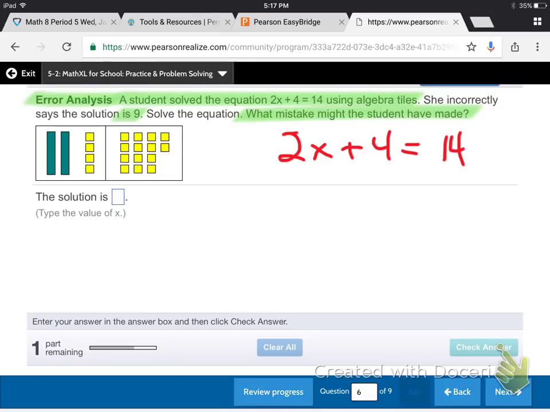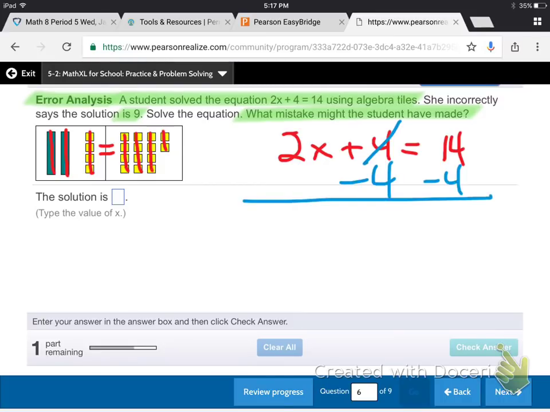First of all, let's just double check. Here's 1x, 2x, and then plus 4, and then 4, 8, 12, 14. So it looks like the equation is written down correctly with the tiles. So 2x plus 4 equals 14. Now, if we go ahead and solve it the way I've been showing you, minus 4, these cancel.